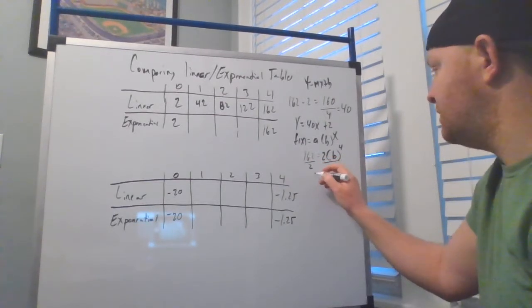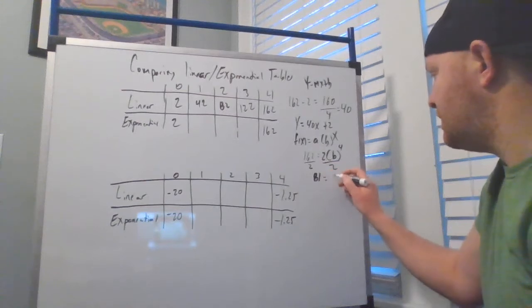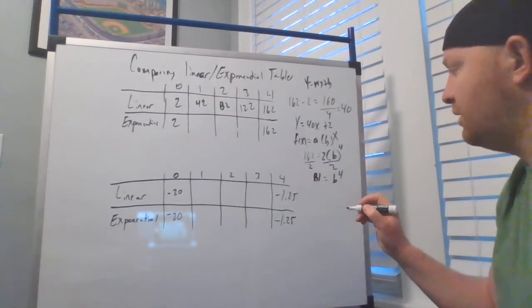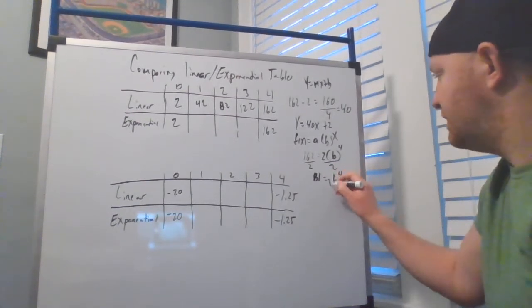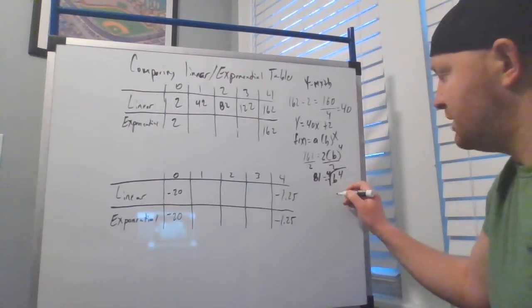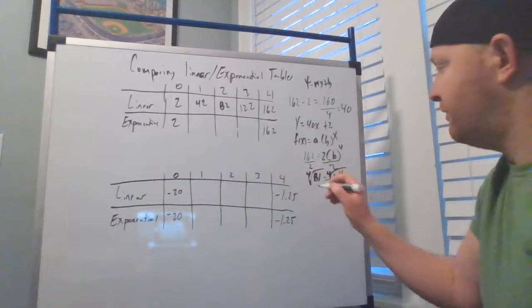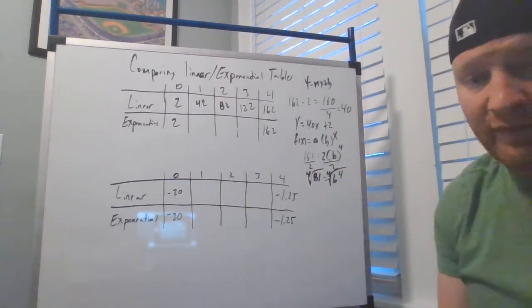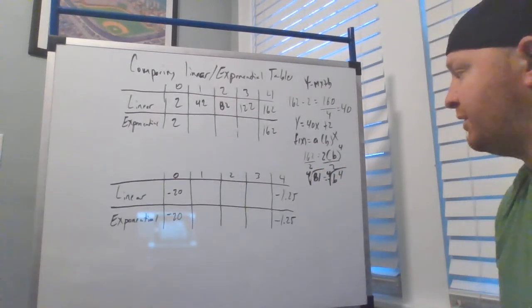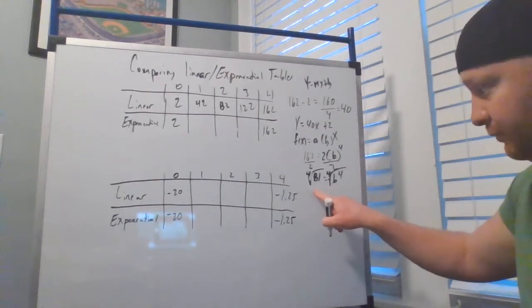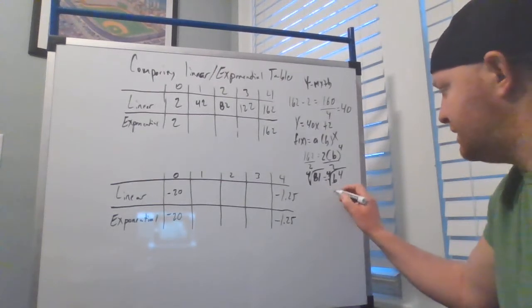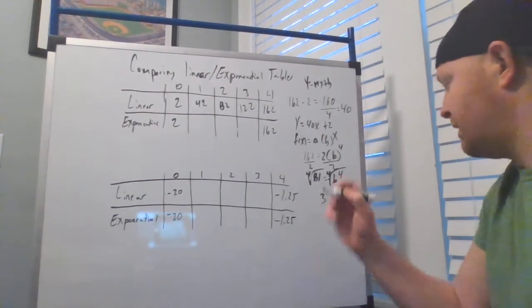162 divided by 2 is 81 equals b to the power of 4. Well, how do I get rid of this? I take the fourth root, not the square root, but the fourth root to undo that fourth power. And I do the fourth root of 81. We've done this on decimals before, and I'll show you today in class if you have any questions on this. But again, the fourth root of 81 is b equals 3.